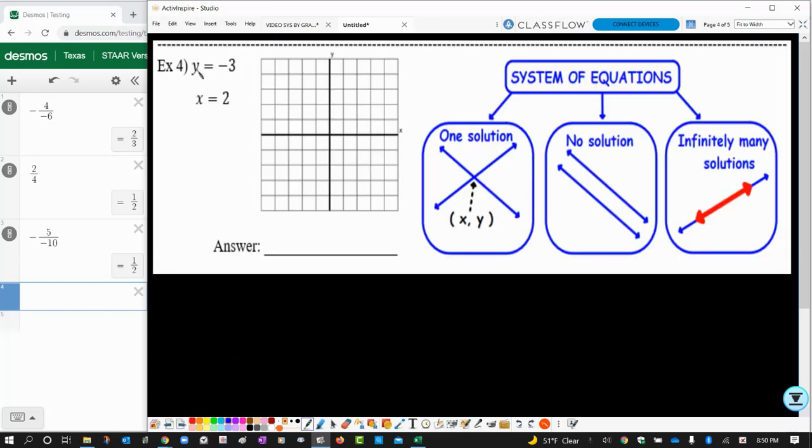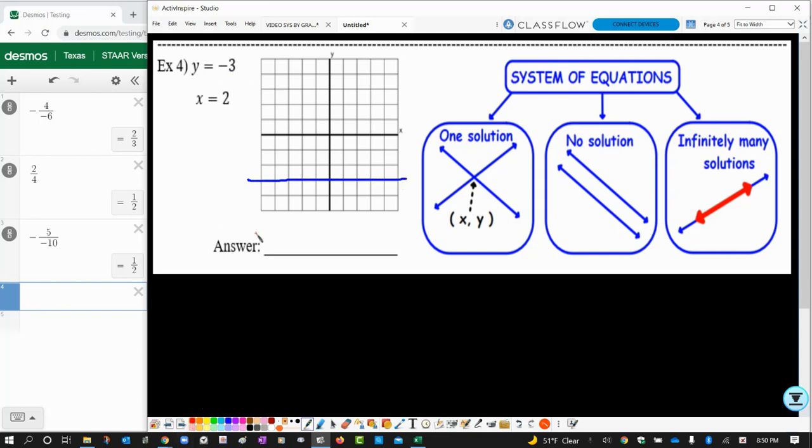Here we have those equations that only have one letter equals a number. So in these cases, it's much easier just to remember. If it's the y, that means you're going to have a horizontal line. And if you have the x, you're going to have a vertical line. So y equals negative 3. You just go down to negative 3 on the y-axis, and you draw a horizontal line. So there you go. There's my y equals negative 3.